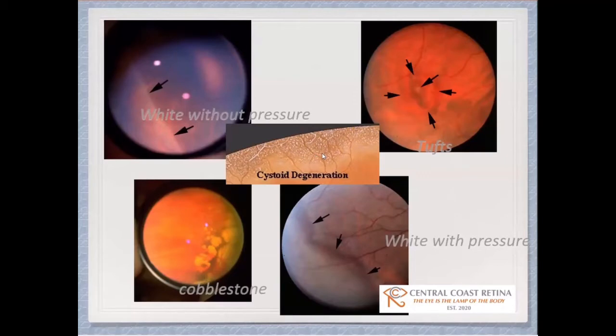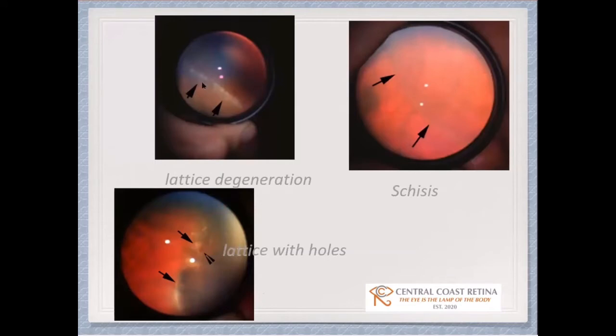White, with or without pressure: as we're pressing on the retina, sometimes we see the gel actually has very tight adhesion in different areas that turn the retina white. Cobblestone is just basically atrophic spots in the periphery of the retina. Lattice is a very thin retina that looks like a lattice window, and sometimes it actually has holes with it. And sometimes the whole retina is split into layers, and that's called retinoschisis.